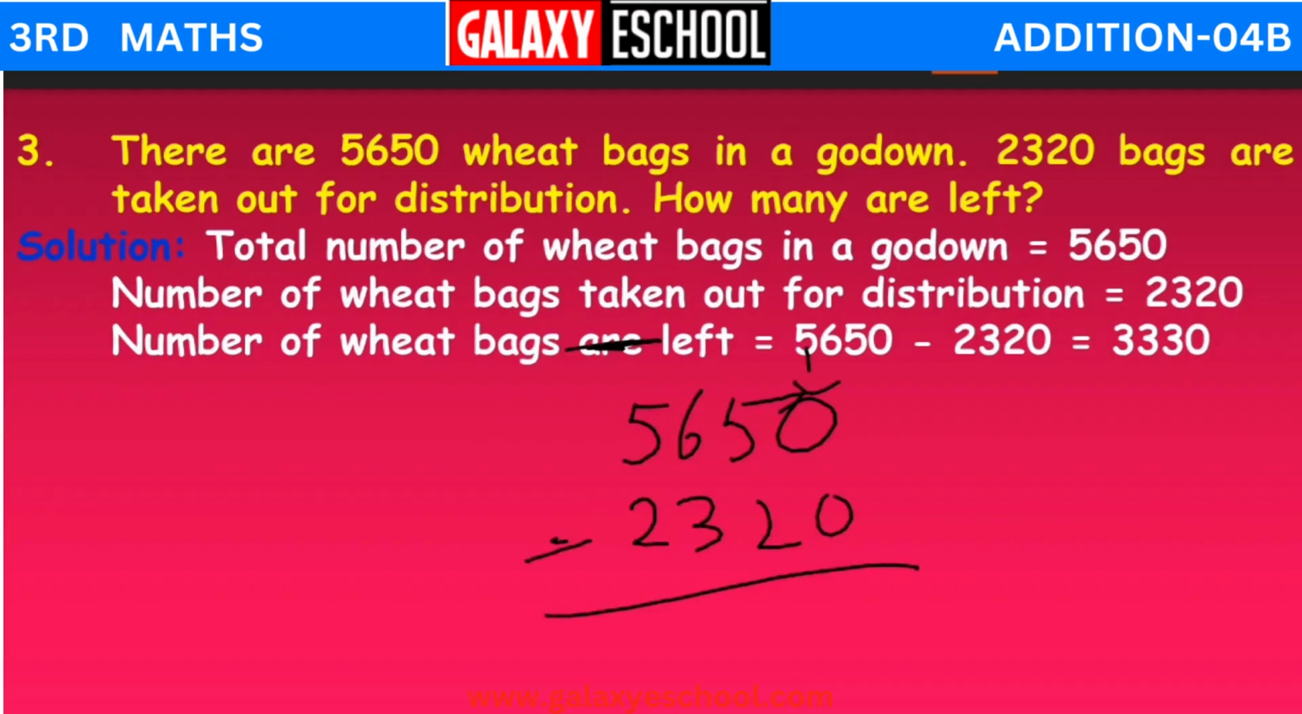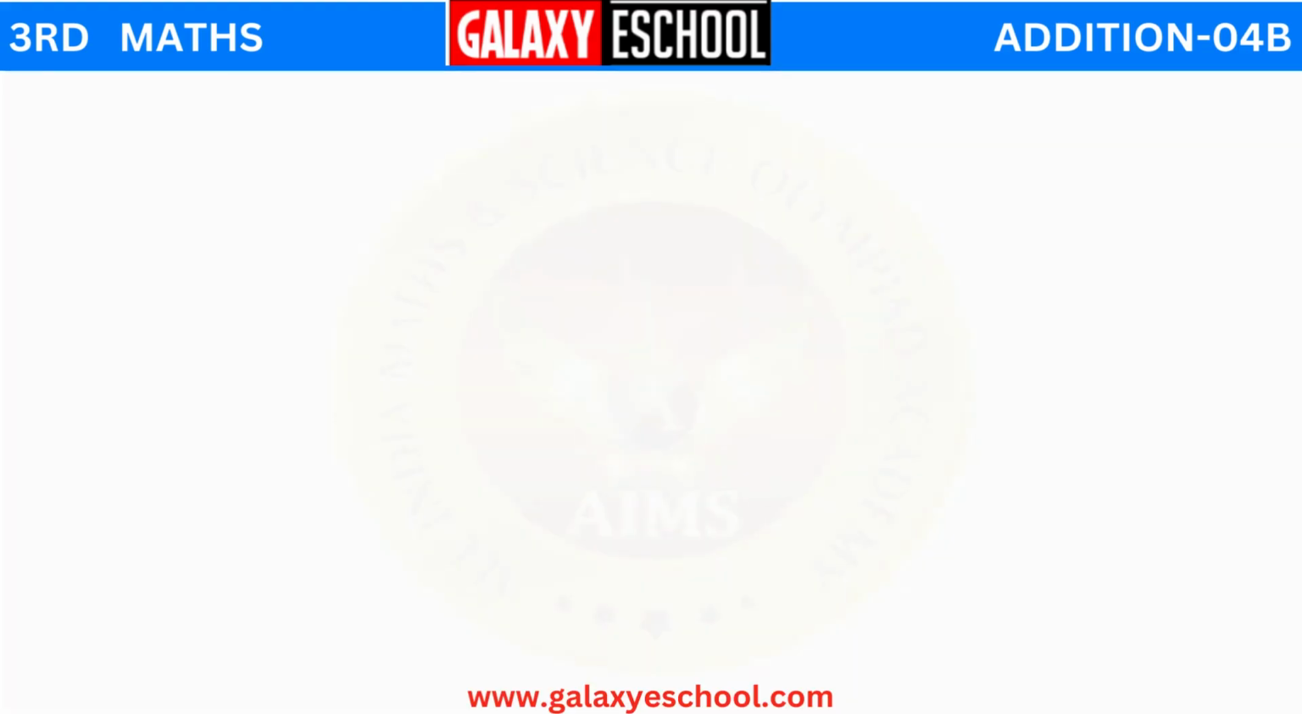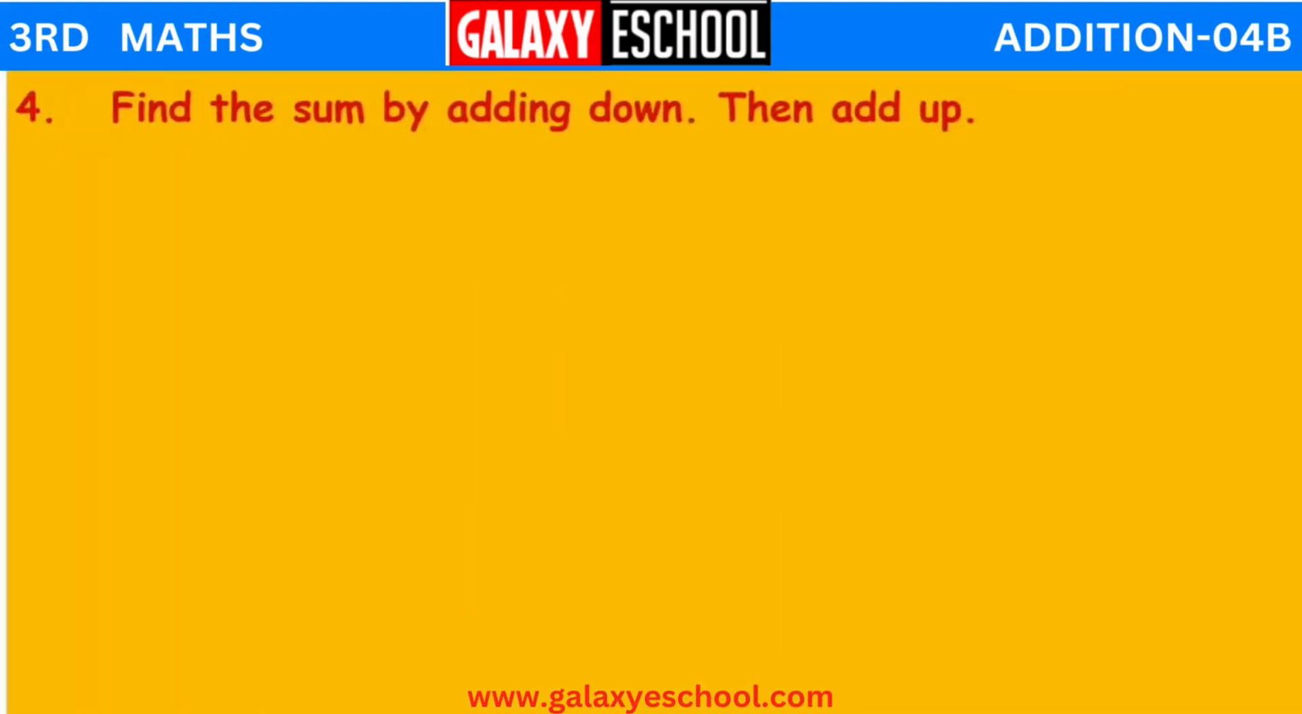Again from the ones place. 0 minus 0 becomes 0. 5 minus 2 becomes 3. 6 minus 3 becomes 3 and 5 minus 2 also becomes 3. So the answer is 3330 wheat bags are left after distribution. Clear students? Okay. Moving on to the next topic.